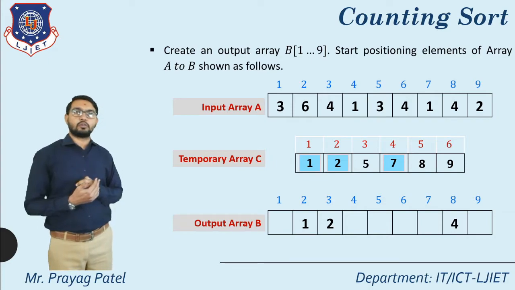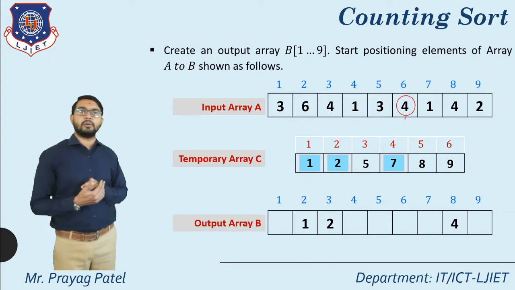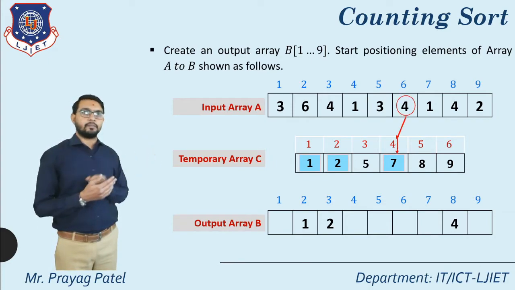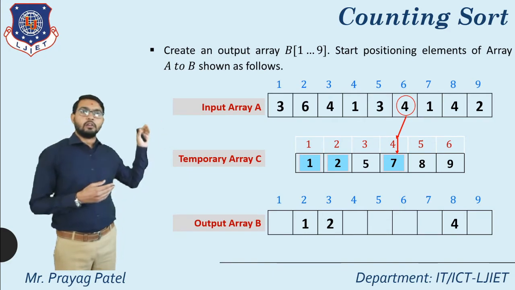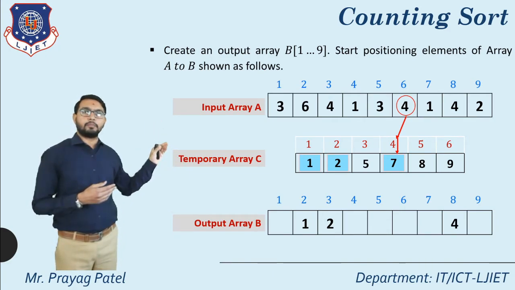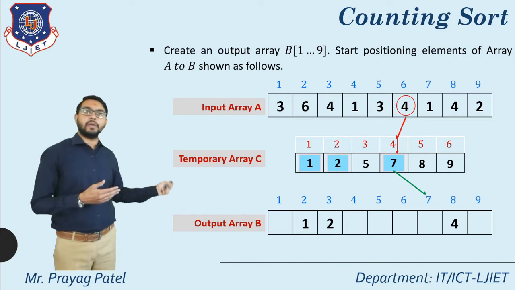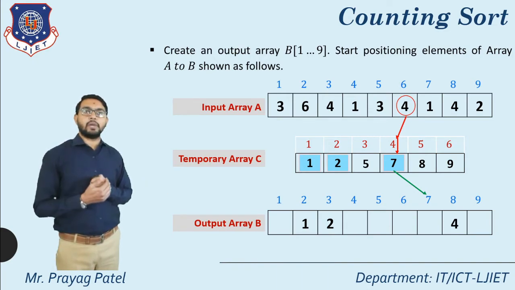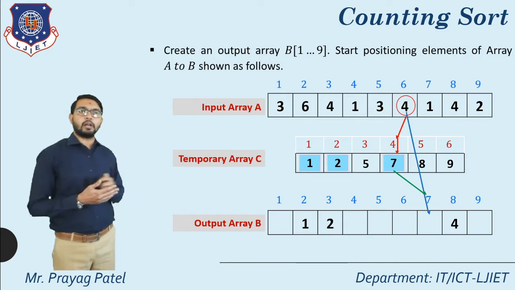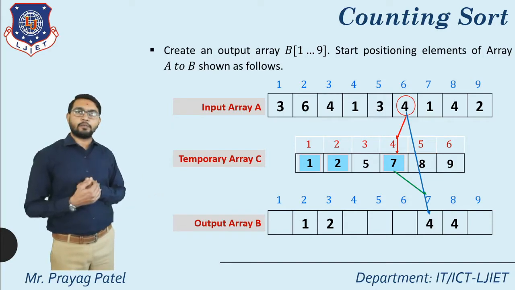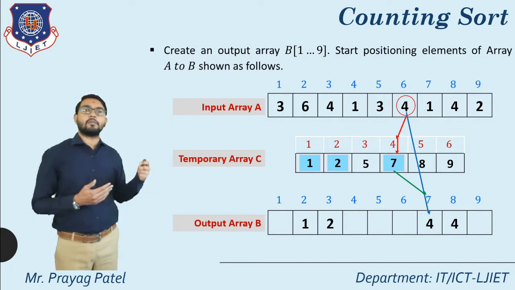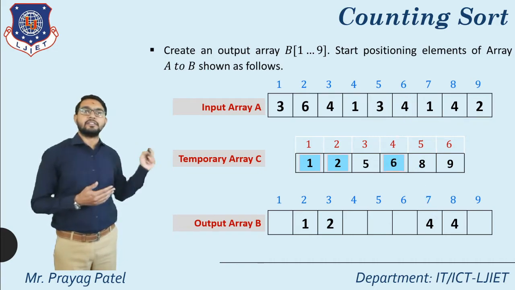Now the next previous location is A of 6, and the value is 4. So consider the fourth column of array C, where the value is 7. Consider the seventh location of array B, and in the seventh location of array B put the value 4. Now decrement C of 4, and the new value of C of 4 is 6.